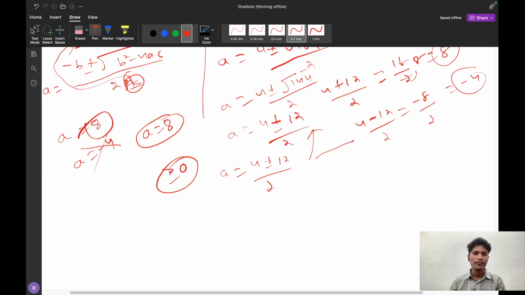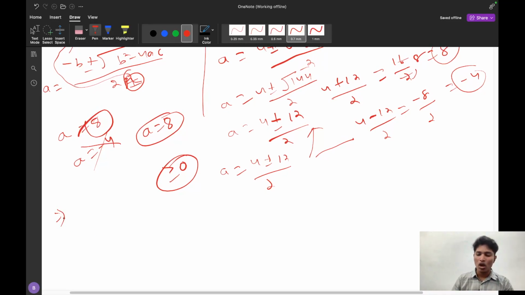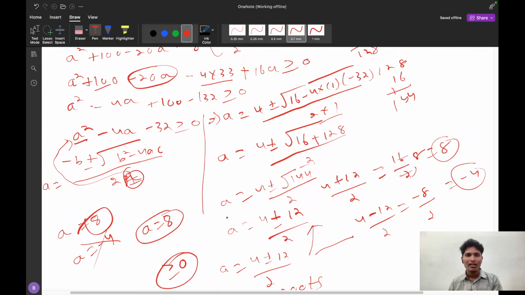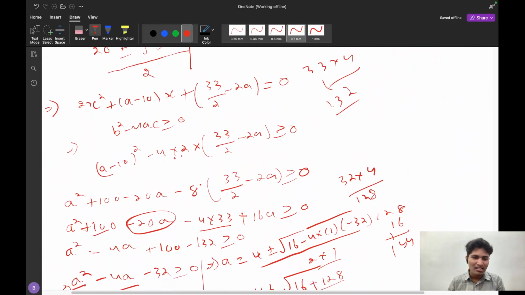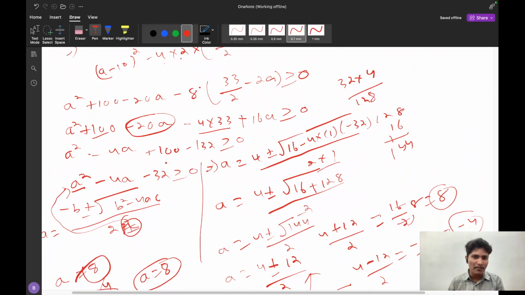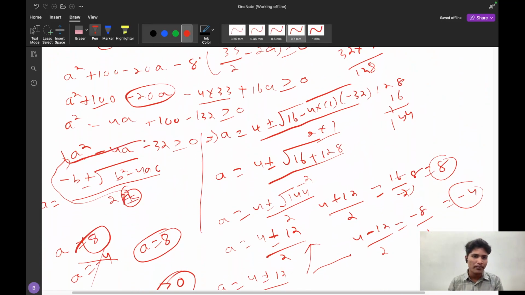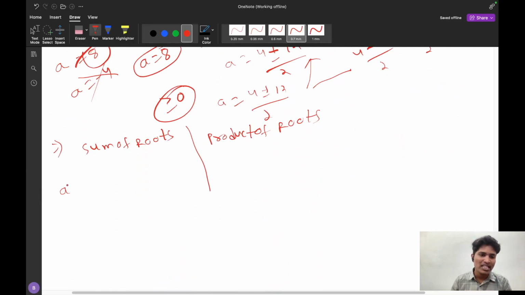And next thing you have to understand is sum of the roots and product of roots. Sum of roots. Second thing, product of roots. Suppose if you take the previous equation only, here this equation, what equation we can take? A square minus 4a minus 32, this equation. This equation if I take again, what I will get? A square minus 4a minus 32. Here you got a equal to 8 and a equal to minus 4.